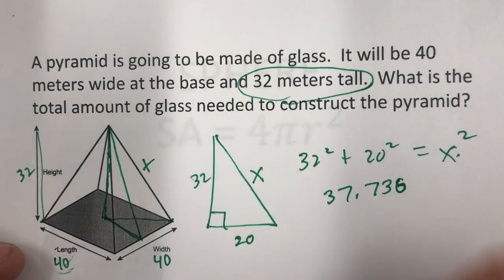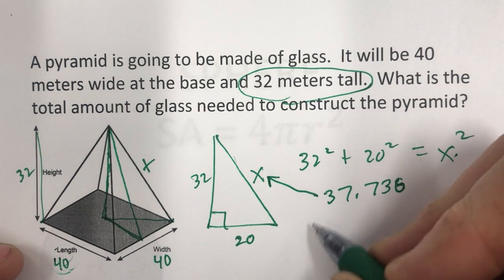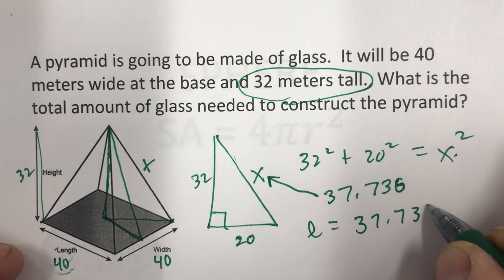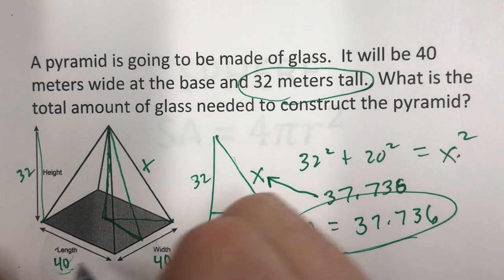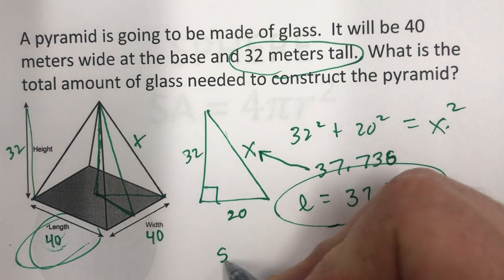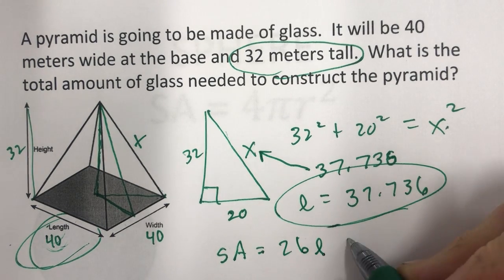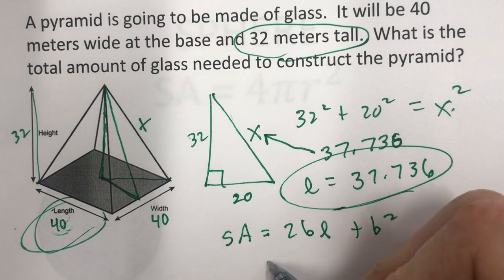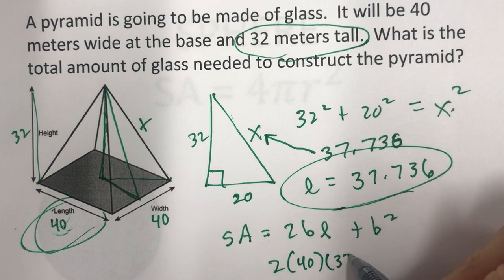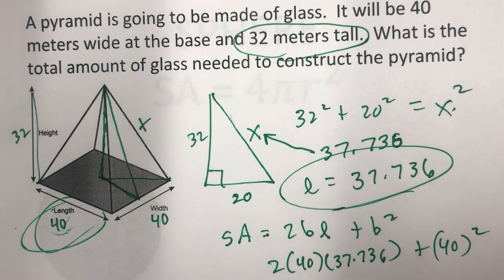Okay. And this is my hypotenuse there, which is my L, my slant height. So there's my two numbers I need. So again, here's the formula. Surface area is going to be 2BL plus B squared. So this is going to be 2 times B, which is 40, times my L there, which is 37.736, plus 40 squared.